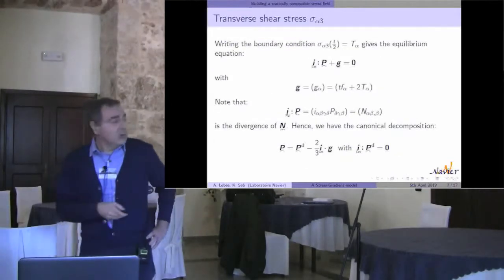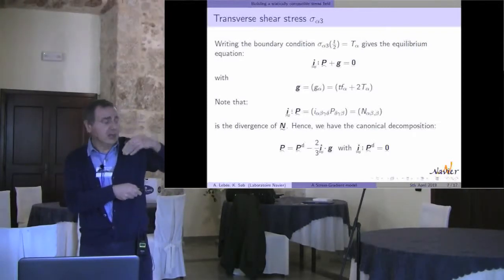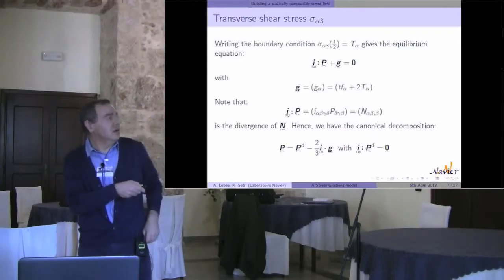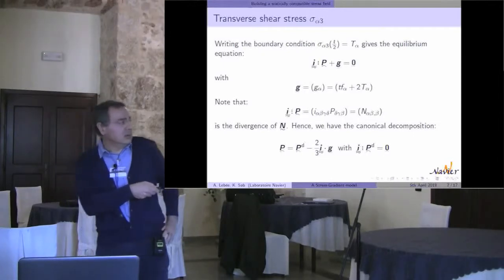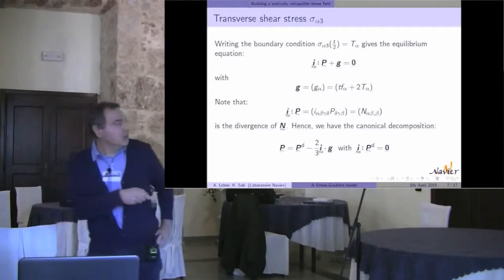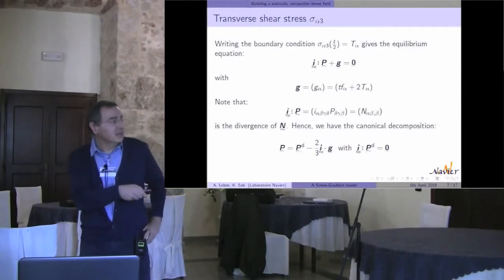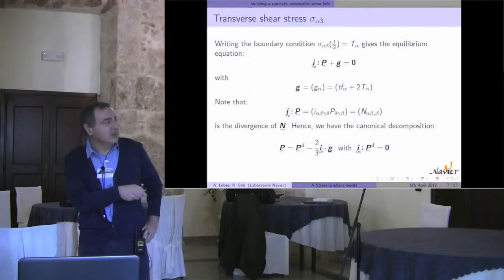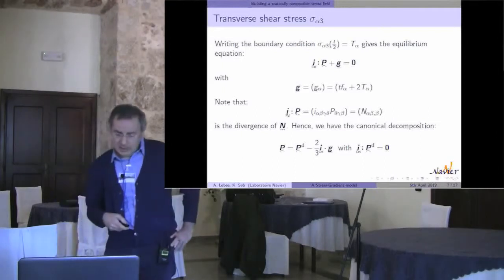Now, if you write the boundary condition, the upper and lower boundary condition on the upper layer, you retrieve the well-known equilibrium equation, where the identity of P is nothing else than the divergence of n, which is very known, and here this vector is a vector of imposed forces of the loading which is imposed.